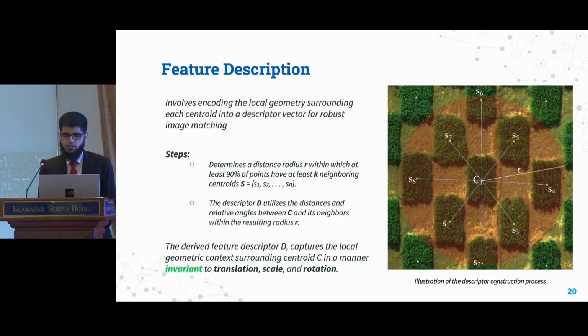The next step is feature description, which basically involved encoding the local geometry surrounding each centroid into a descriptor vector for robust image matching. So after this step, we acquired a feature descriptor which was invariant to translation, scale, and rotation.